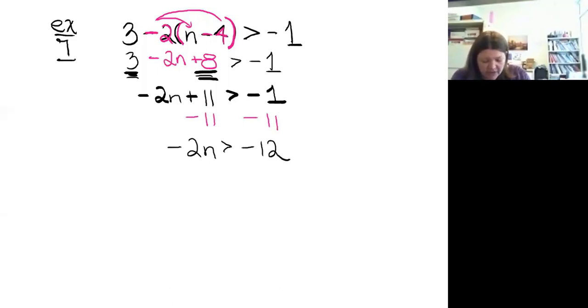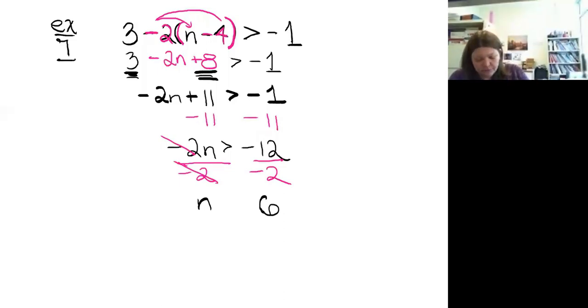Now I have to break up the -2 and the n. They are currently multiplying because they're all shoved together like that. So I'll divide by -2 on both sides. On the left-hand side, multiplying and dividing by -2 will cancel, leaving me with just an n. On the right-hand side, -12 divided by -2 is 6. And then now, should I flip my sign or not?